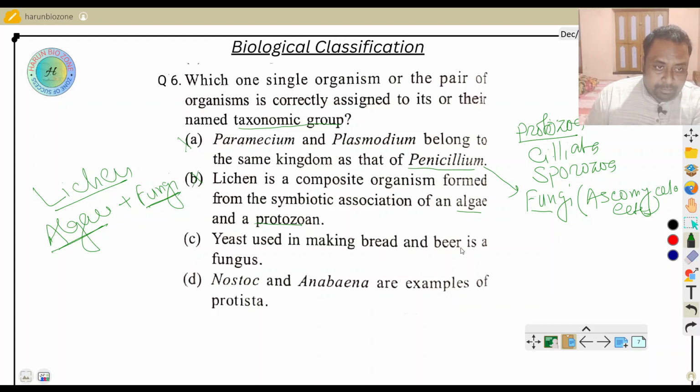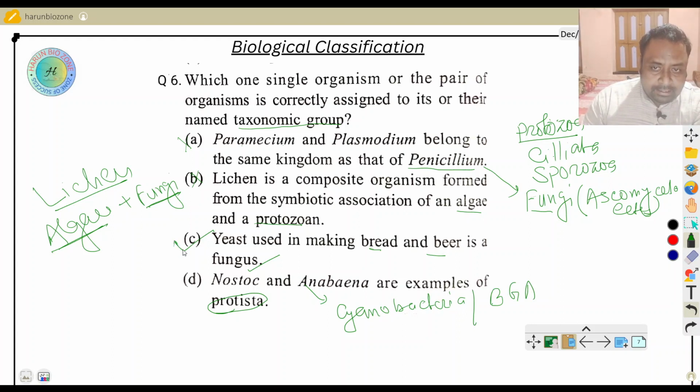Yeast used in making bread and beer is a fungus. Yes, right. Yeast means Saccharomyces cerevisiae, a single-celled fungus used in the bread and beer industry. The right answer. Nostoc and Anabaena are examples of Protista? No, Nostoc and Anabaena are examples of cyanobacteria, or blue-green algae. So here the right answer is C. C is the right answer. Next question.